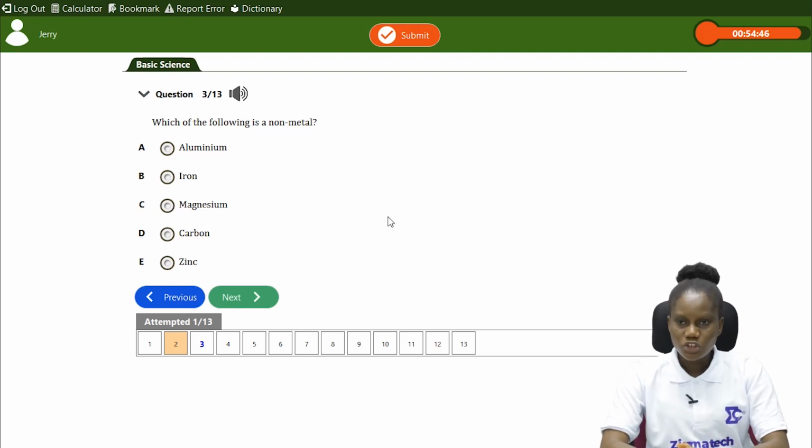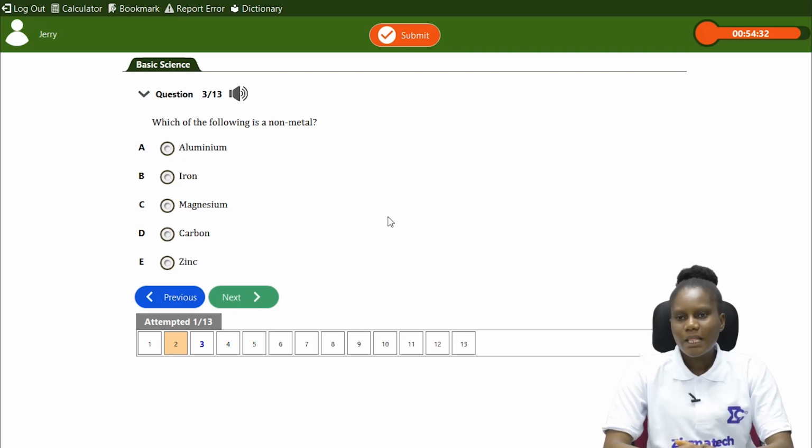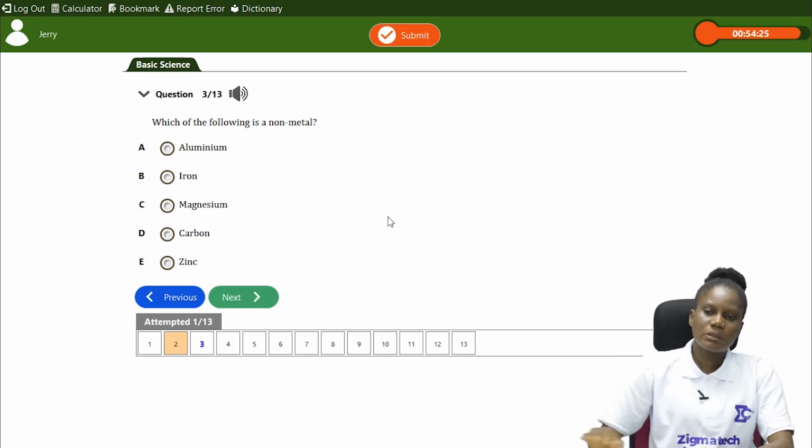C, you have magnesium. Is magnesium a metal or non-metal? We're coming back to it. D, we have carbon. Is carbon a metal or non-metal? It is a non-metal. E, is zinc a metal or non-metal? It is a metal. So we have option C. It is a non-metal. So the non-metal in this group is option C, which is magnesium.